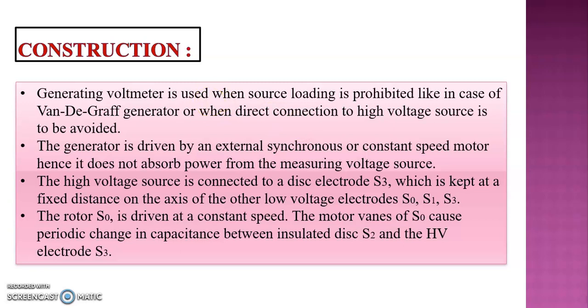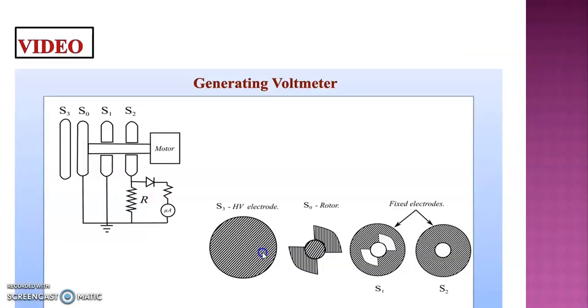Also, the rotor S0 is driven at a constant speed. The speed can be 1500, 1800, 3000 and 3600 rpm. The motor vanes of S0 cause a periodic change in capacitance between the insulated disc S2 and the HV electrode S3. Let us see the various constructional details that will be emerging in the form of animation in this video.